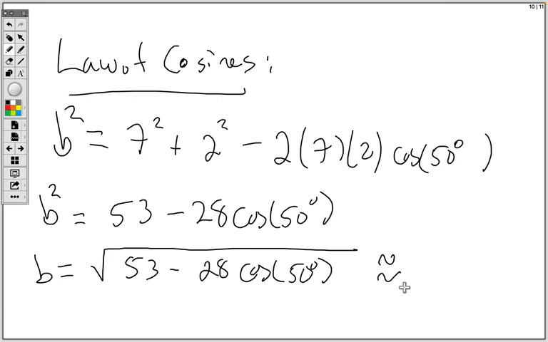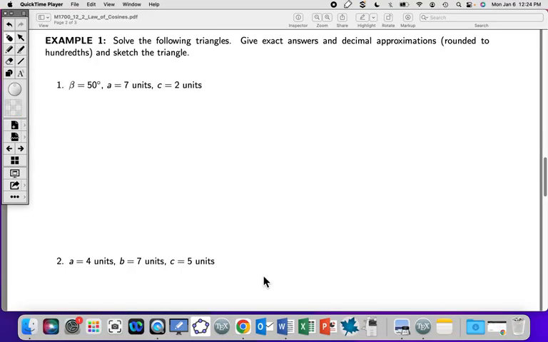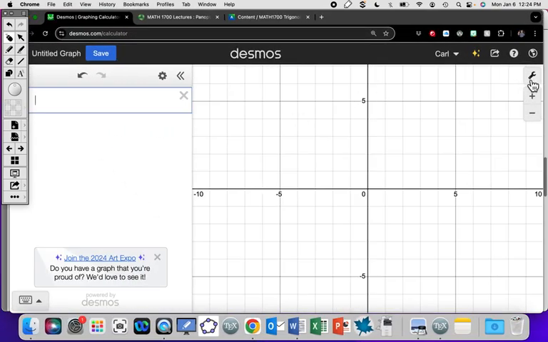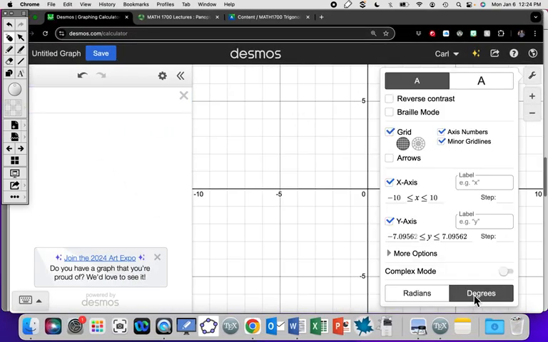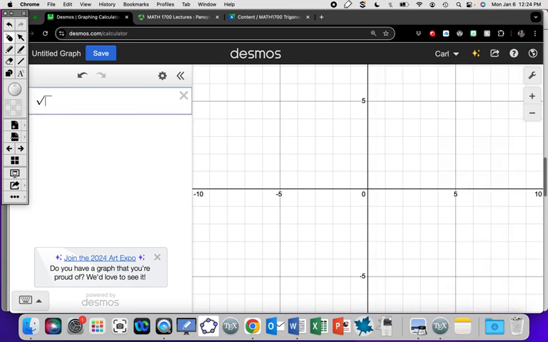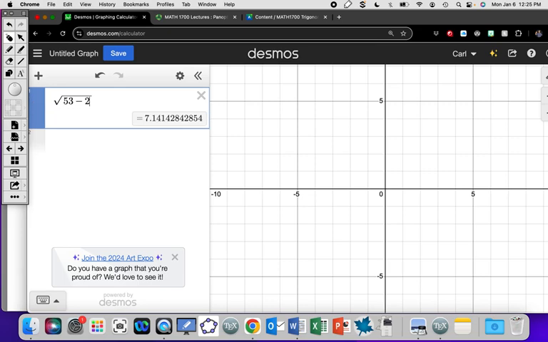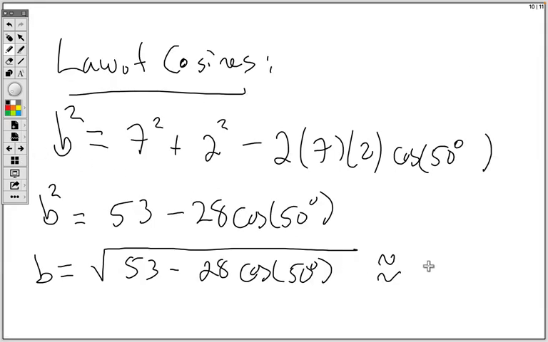And I can fire up Desmos now and approximate that to hundredths. So once again, check on Desmos that you are in degree mode. We want the square root of 53 minus 28 cosine 50 degrees. So that's roughly 5.92 units. Okay.